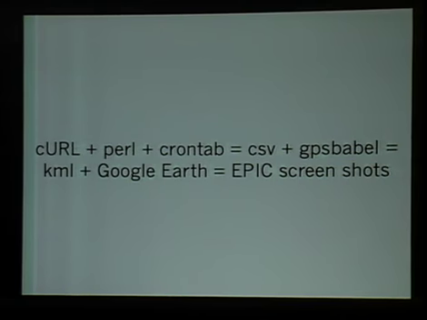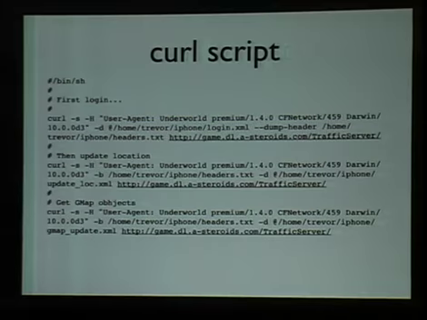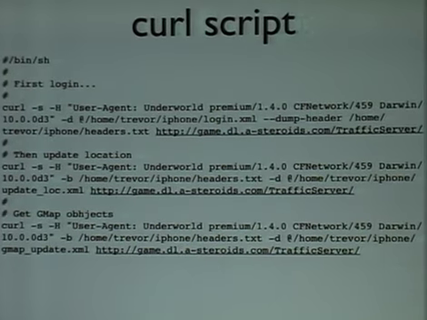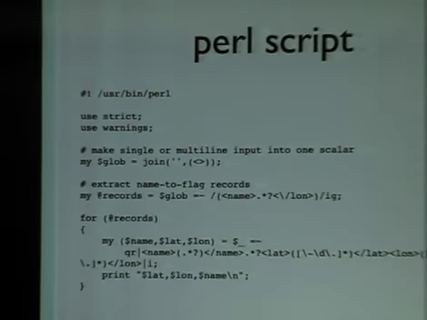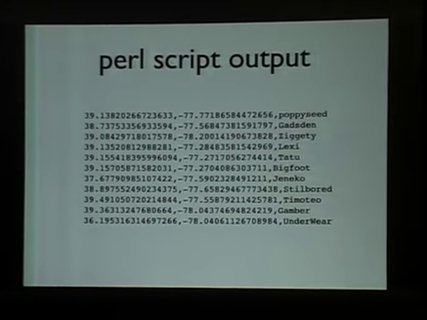For the last, I probably let it run for a good 2 months. I set up a little cron job on my server that exactly mimicked the game to pull GMap objects constantly. And this is what the curl script looked like. Real quick, log in to get your session ID, update your location, and I can make my location wherever I want. Funny little story there. Well, I'll talk about that in just a second. And then get GMap objects, which returns you all the XML. You mash it through a dirty little Perl script that cleans it up into something that looks like this.